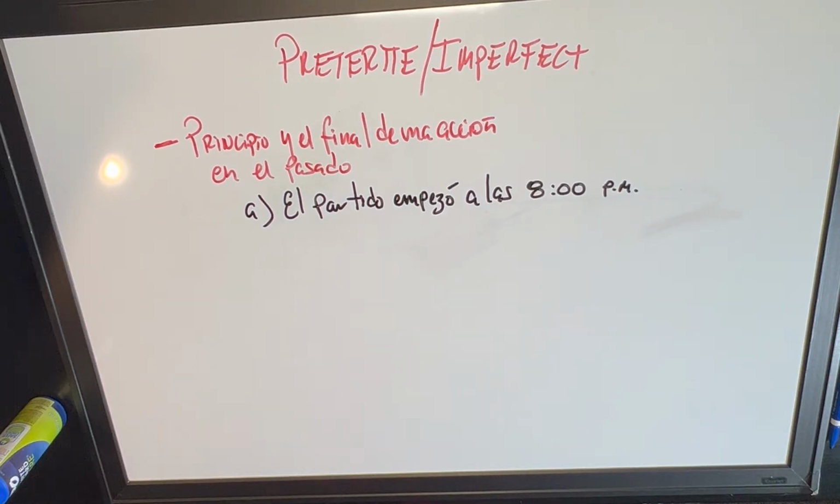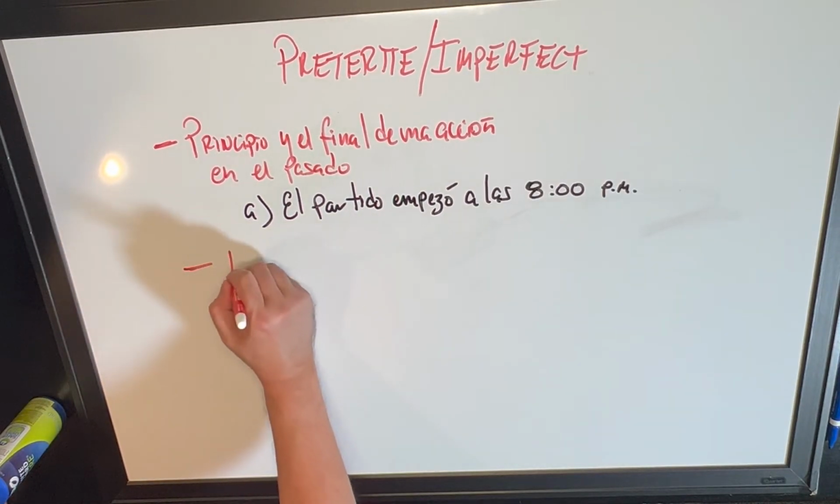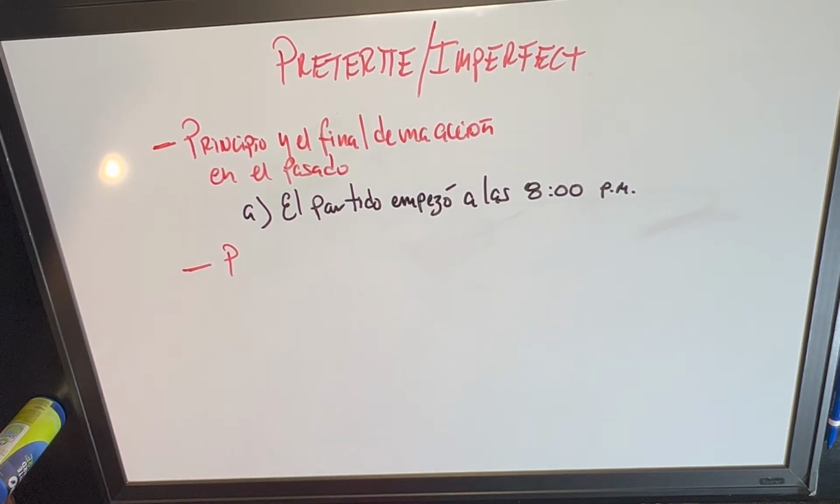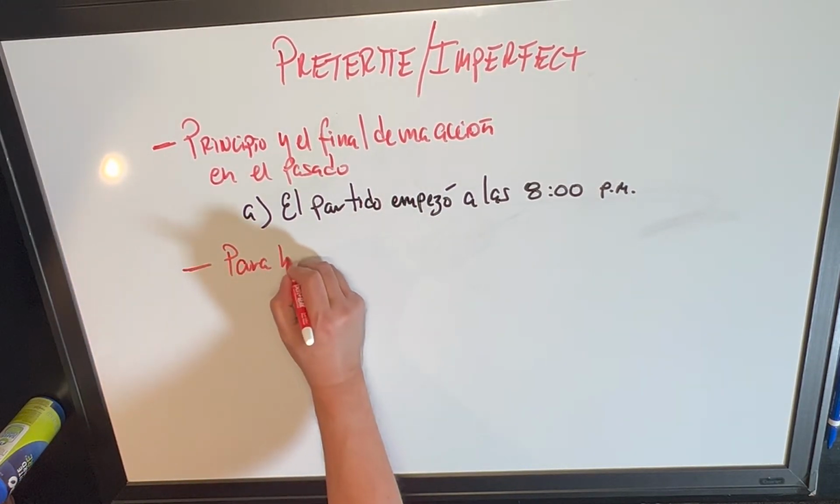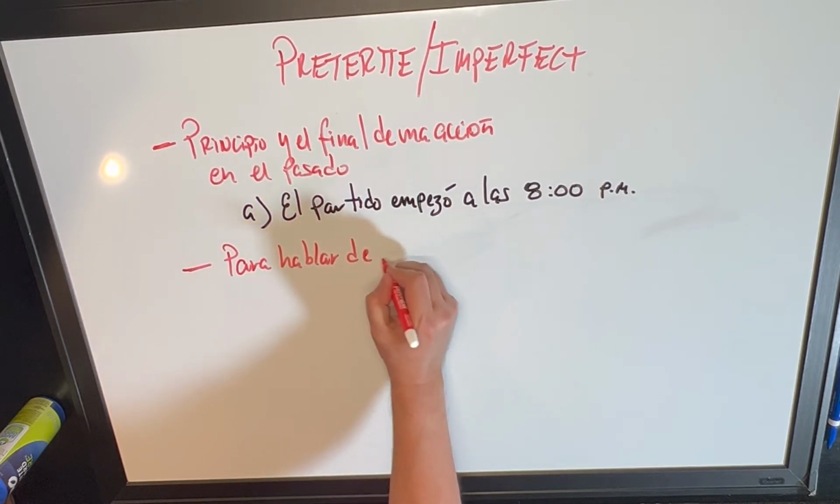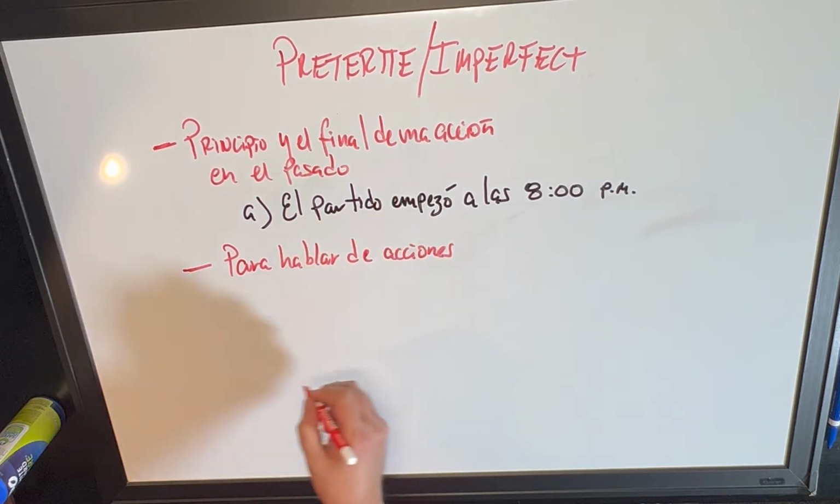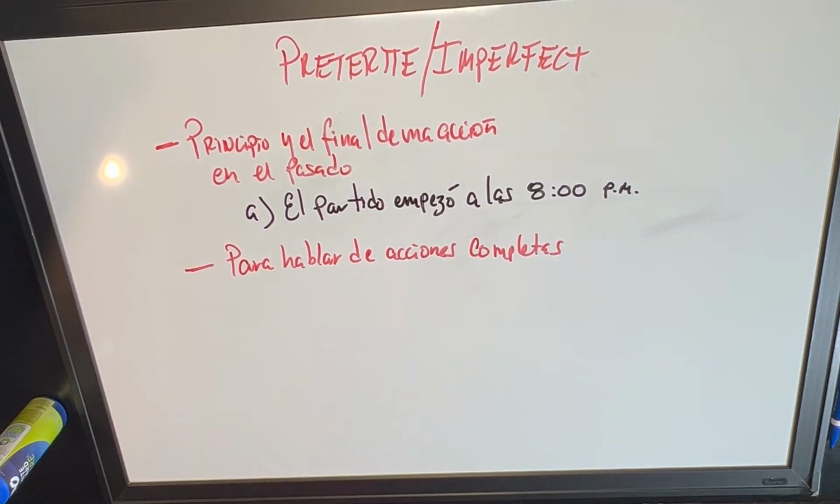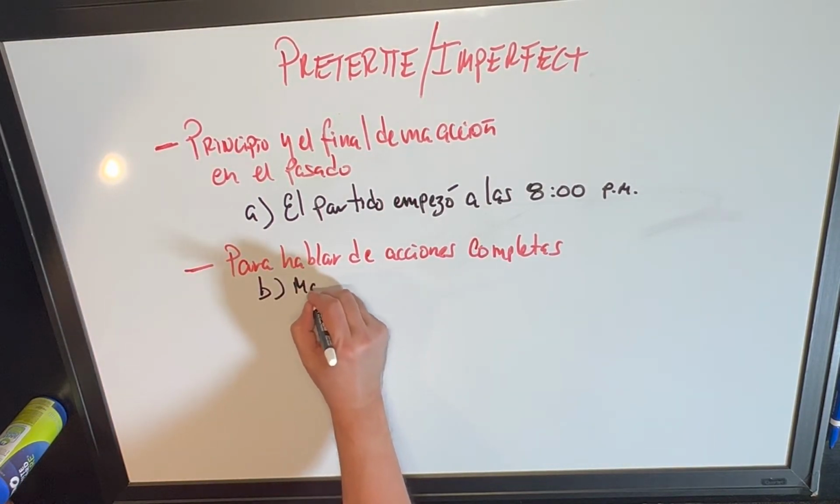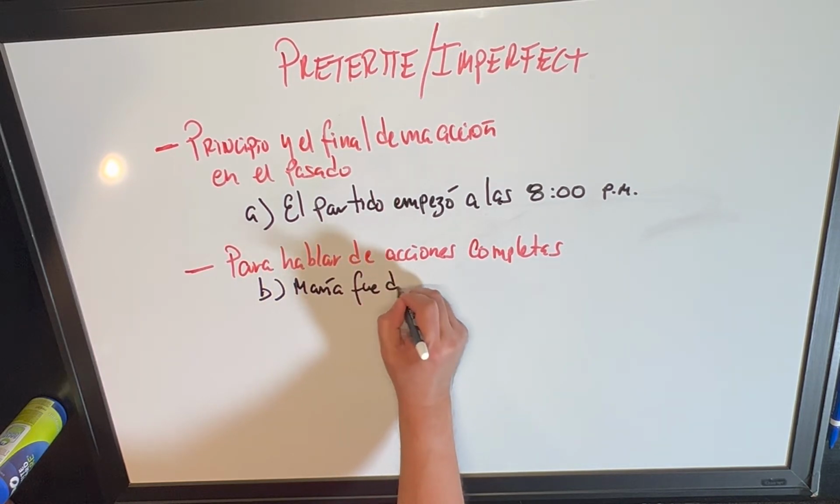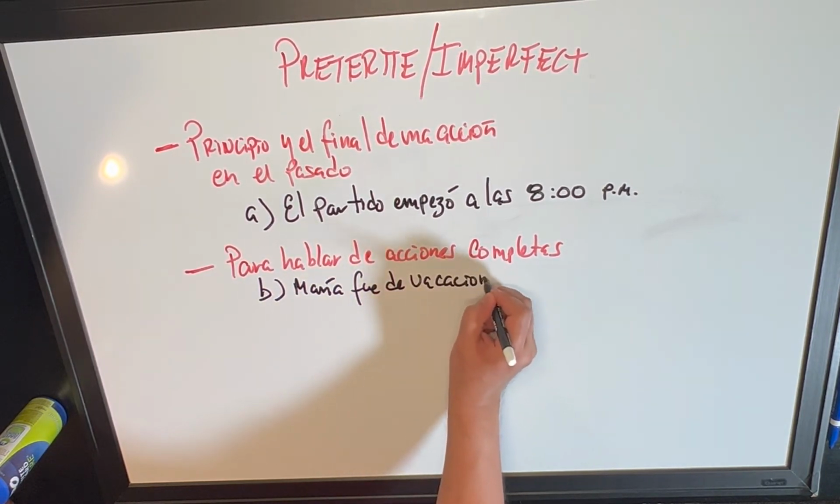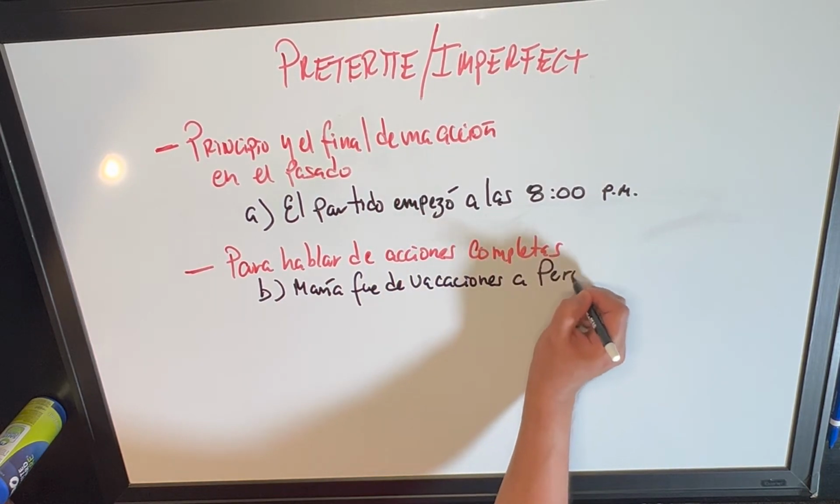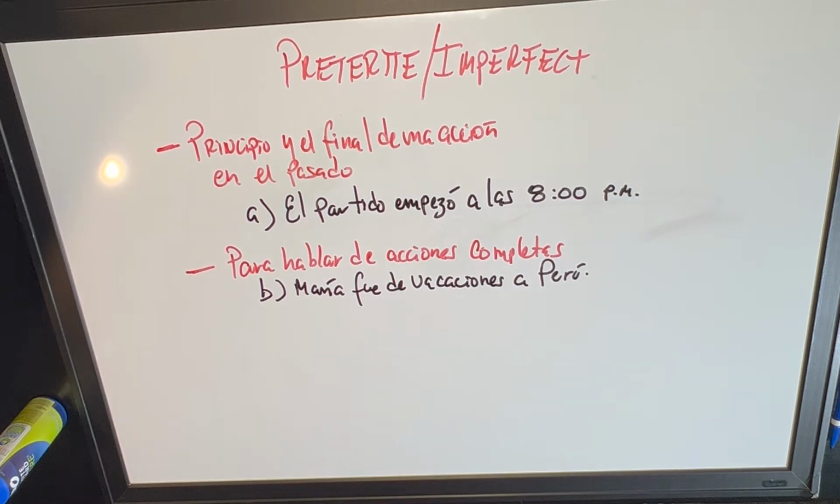Another use of the preterite is probably the most common, to make reference to completed action in the past. Para hablar de acciones completas. That's what your book says. Okay? Para hablar de acciones completas. Por ejemplo, María fue de vacaciones a Perú. Okay? María fue de vacaciones a Perú.